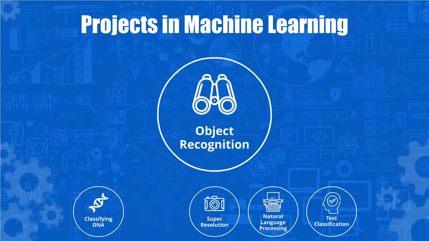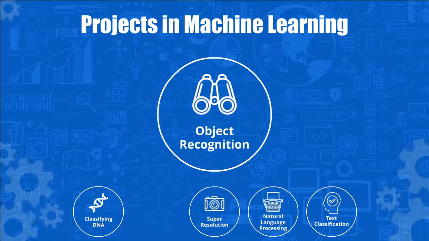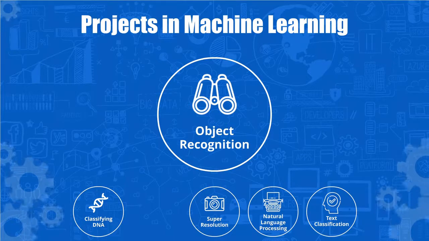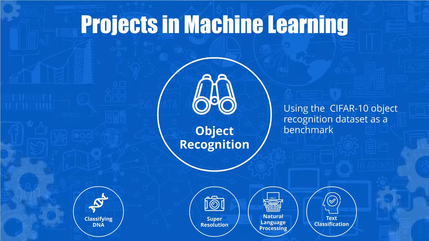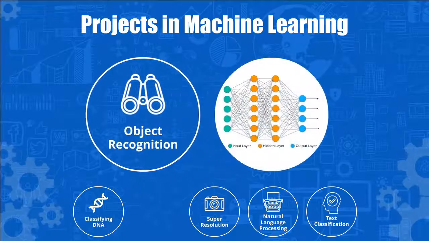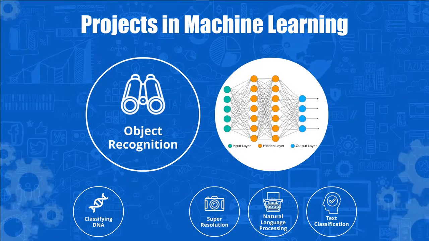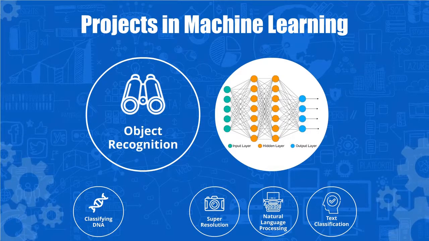Our second project is going to be obtaining near state-of-the-art performance on object recognition tasks using deep learning. Using the CIFAR-10 object recognition dataset as a benchmark, we will implement a recently published deep network that can obtain similar results to state-of-the-art networks despite having less parameters and smaller computational requirements.